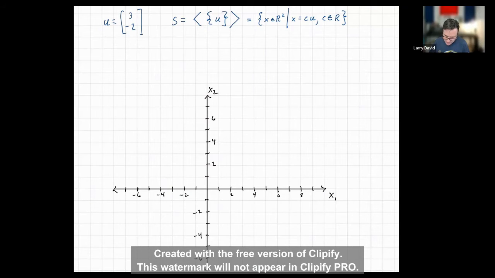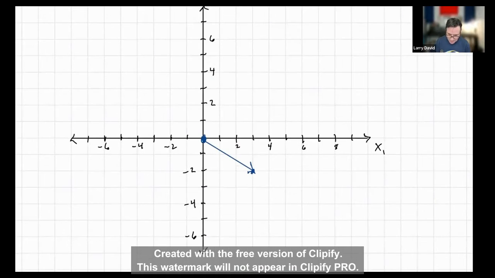We could go over 3 units on the x1 axis and then down 2 units on the x2 axis and draw a little point there. That's close enough. Draw a little arrow from the origin to the point in the plane.